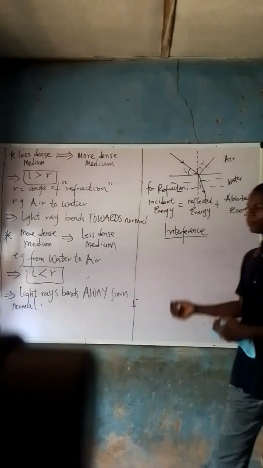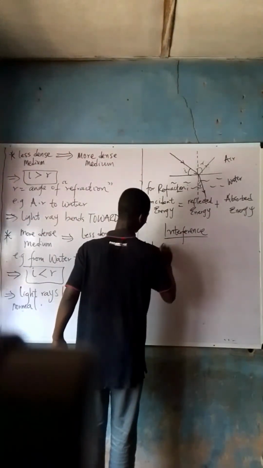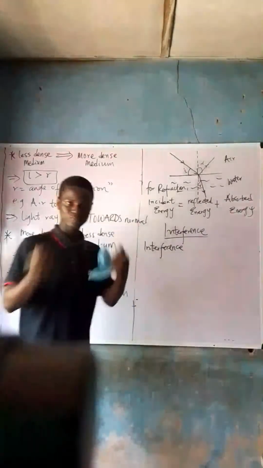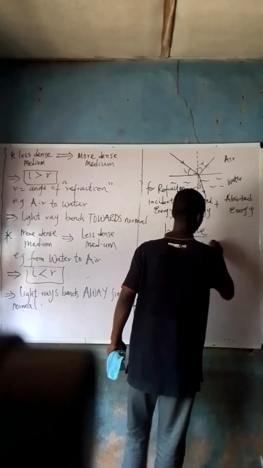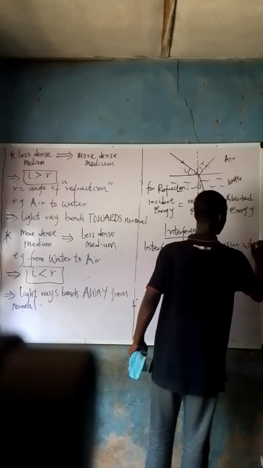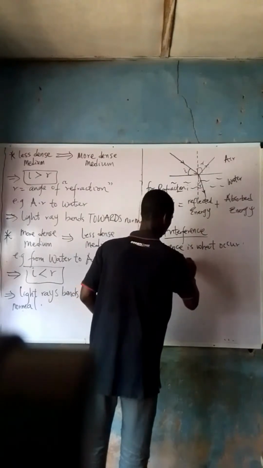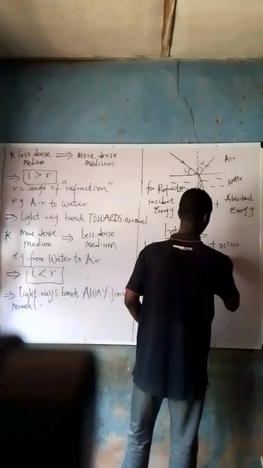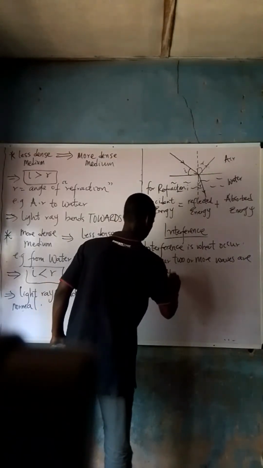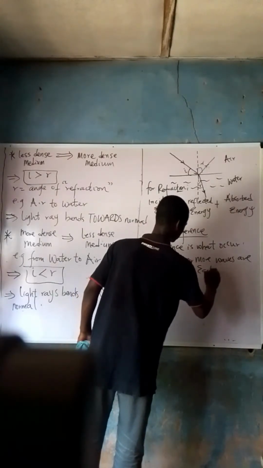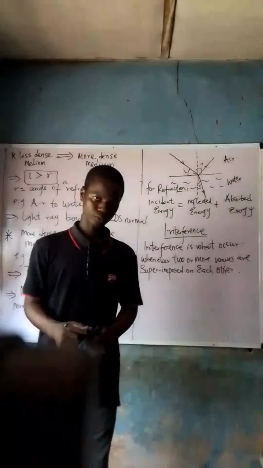Now interference, basically, how do you define interference? It's basically what happens when two waves are superimposed on each other. So we are not really cramming any formula. I will never do that for any class. It's basically what I've learned over time, then I come and use it to teach you guys. Interference is what occurs whenever two or more waves are superimposed on each other. So interference basically is talking about superimposition. I hope that is clear.